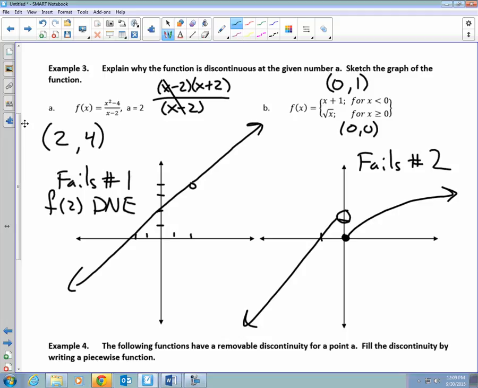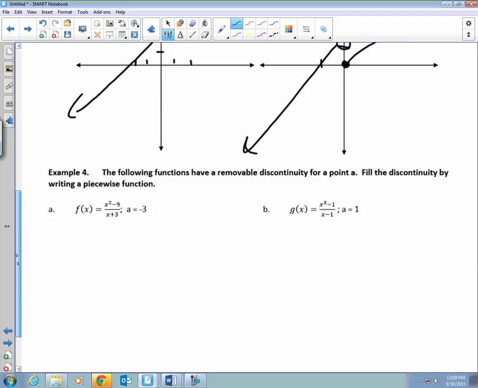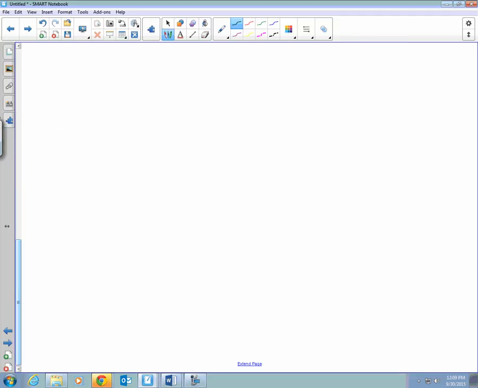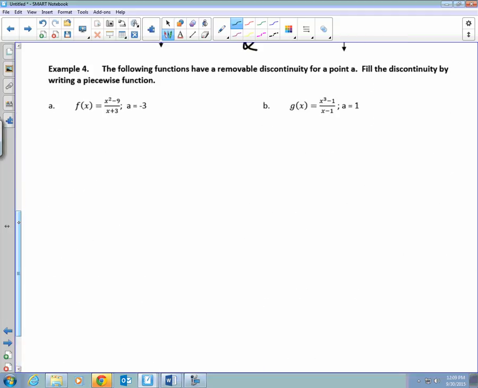True or false? This function has continuity at 0 from the right. True. Good. All right, then our last example. It says the following functions have a removable discontinuity at a point a. Fill the discontinuity by writing a piecewise function.